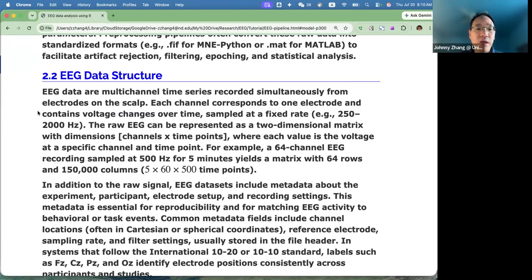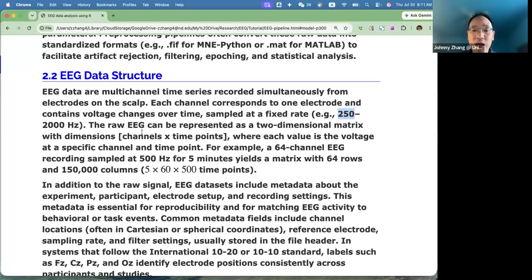As I mentioned earlier, EEG data is often time series data, and from multiple electrodes at the same time. So for each electrode, we have time series data that tells us the voltage changes over time. It is often sampled at a very high frequency, like 250 to 2000 hertz. This means, for example, that we record the data 250 times a second. Therefore, we can have a lot of data.